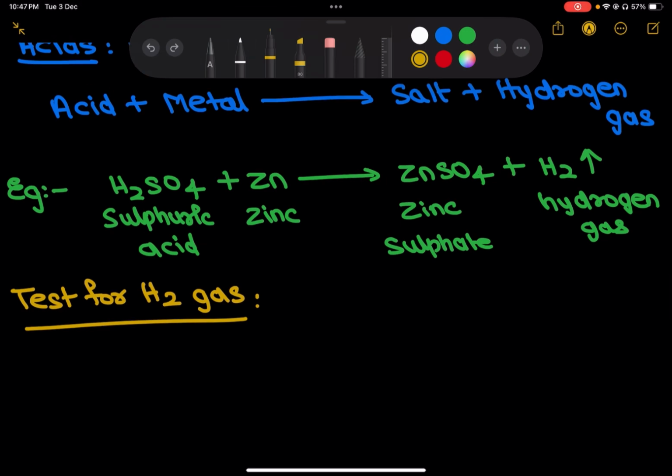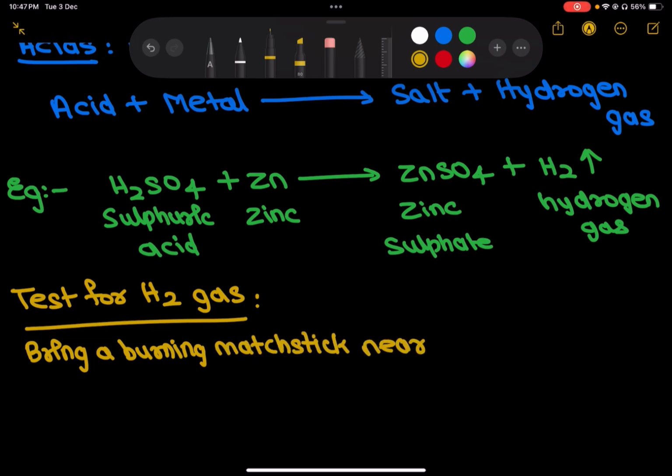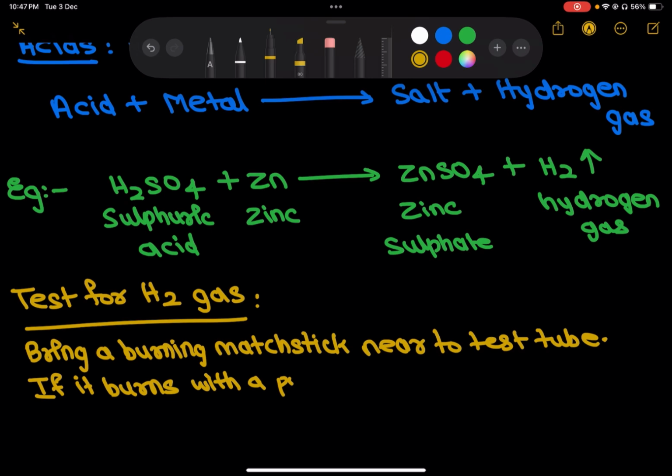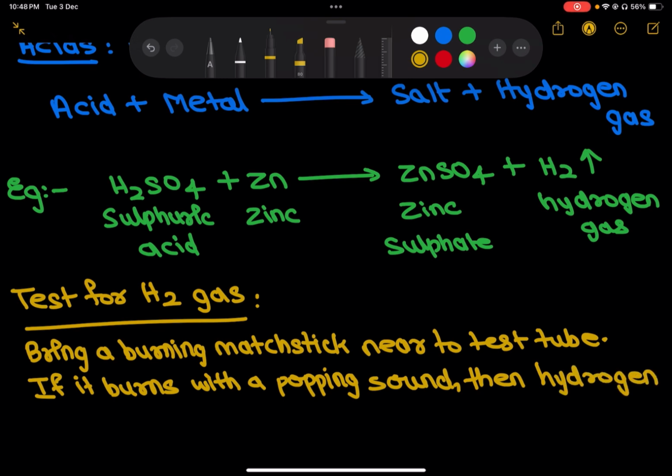So I'll just write that down in short. So basically, bring a burning matchstick near to the test tube. If it burns with a popping sound, then we can conclude that hydrogen gas has been evolved.